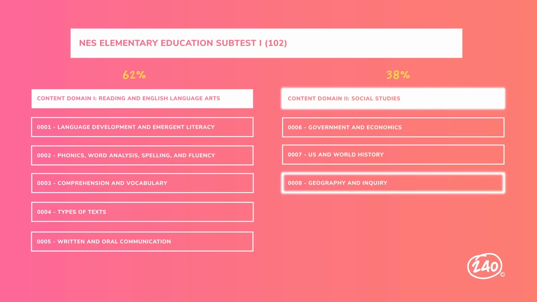We've got plenty more where that came from in our study guides, but right now, let's dive into our last competency. Competency 8 is all about geography and inquiry. This covers human and physical geography as well as working with visual tools such as charts and maps. So let's talk about maps right now.